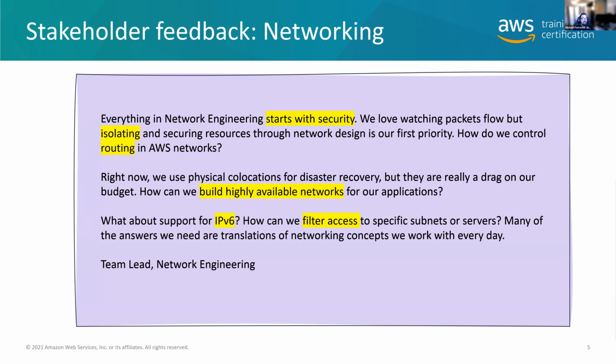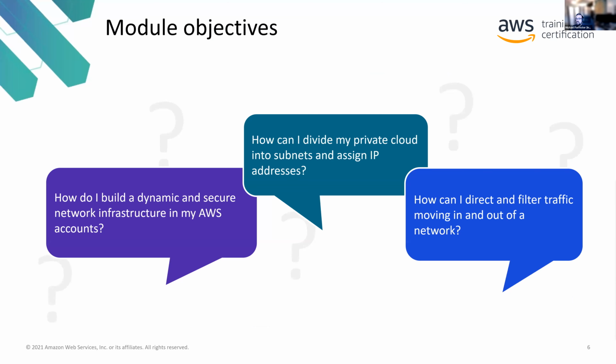We want to support IPv6. And how do we control access? How do we filter access at layer 7, layer 3, and 4? How do we do that? And so our questions are, how do I build a dynamic and secure network infrastructure in my accounts? How do I divide my private cloud into subnets and assign IP addresses? And how can I direct and filter traffic that is moving in and out of a network?